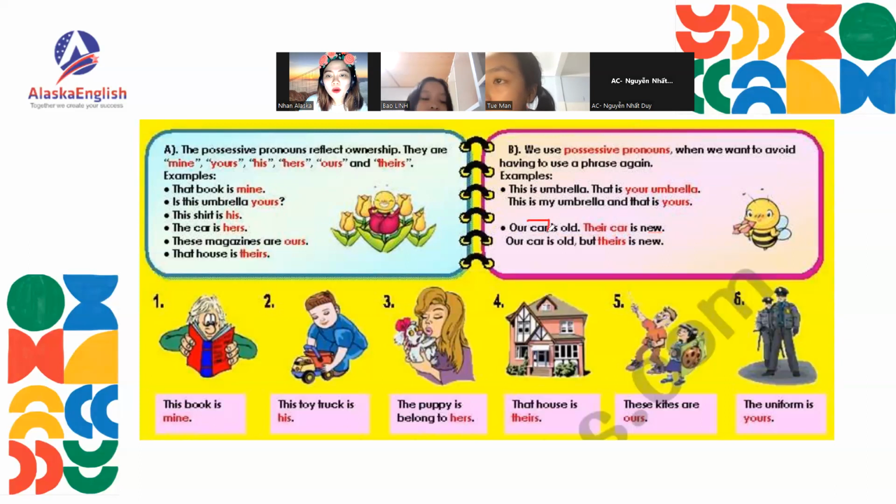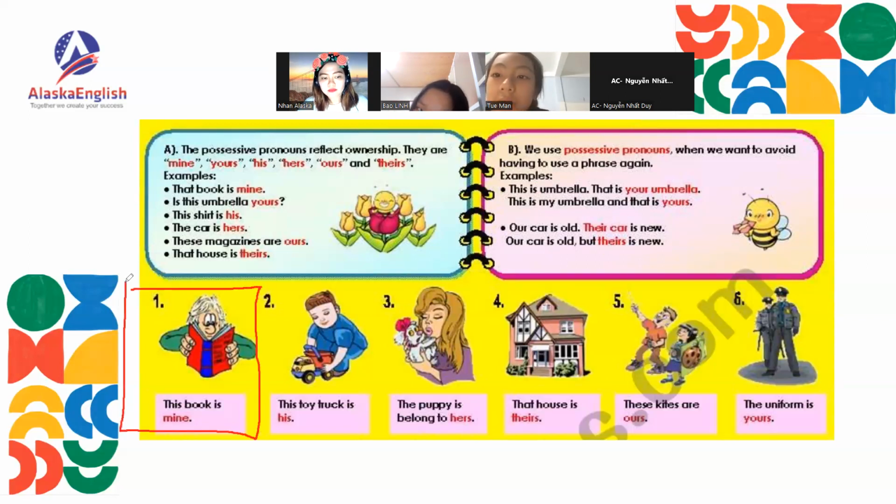So on the first part of your sentence, you already tell that you are referring to the car. That's why we say our car is old, but theirs is new. Okay? So we have here the examples. Number one, please read, Tuiman. This book is mine.